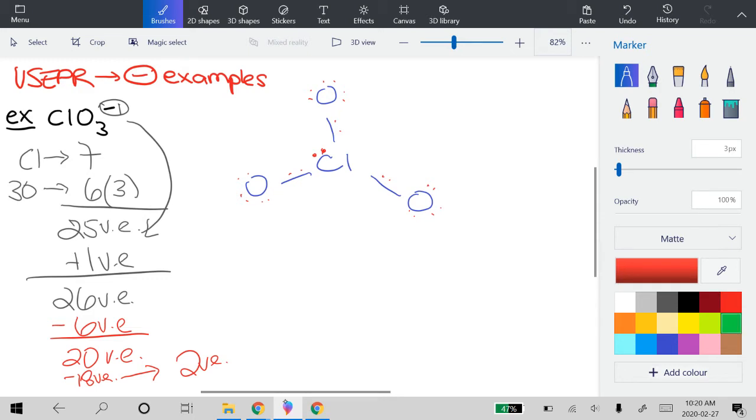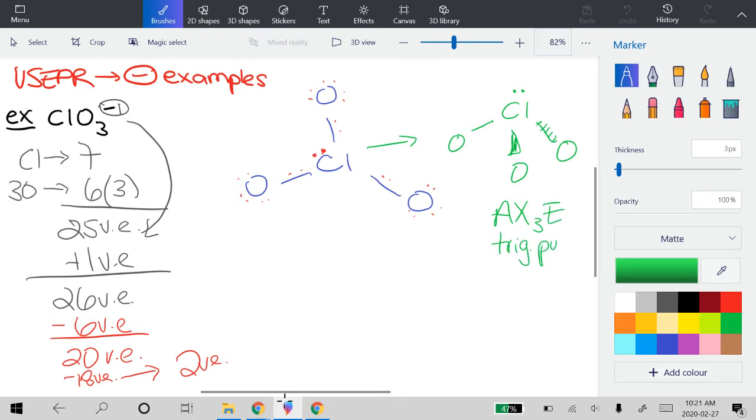So as soon as I've made a lone pair on chlorine, I have to redraw my guess. I know that that lone pair is going to go on top as far apart from the oxygens as they can. Because now this is my AX3E, trigonal pyramidal. But let's check formal charges first.